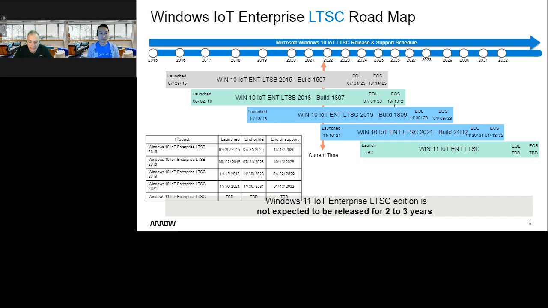We don't have dates on it, but Microsoft does say it should be expected to be released in the next two to 3 years. And we just wanted to throw the dates out there. The product that everyone's been waiting on and just launched on November 16th is the Windows 10 Enterprise LTSC 2021 based on build 21H2. And like I said earlier, if you haven't started testing on that product, you definitely want to get with us, get the media, and start testing.